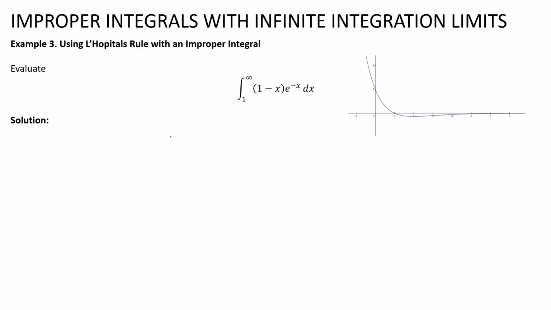Okay, so let's try to evaluate this one. This particular term here involves a topic coming from your differential calculus, which is L'Hopital's rule. So the same process. We need to take out the infinite limit first. So b approaches infinity. Then this becomes the integral from 1 to b of 1 minus x, e to the power of x dx. All right.